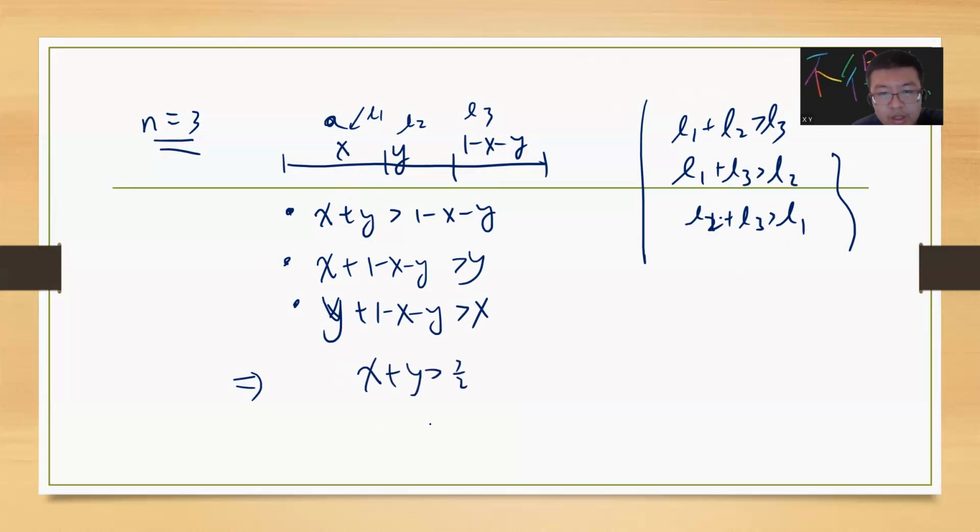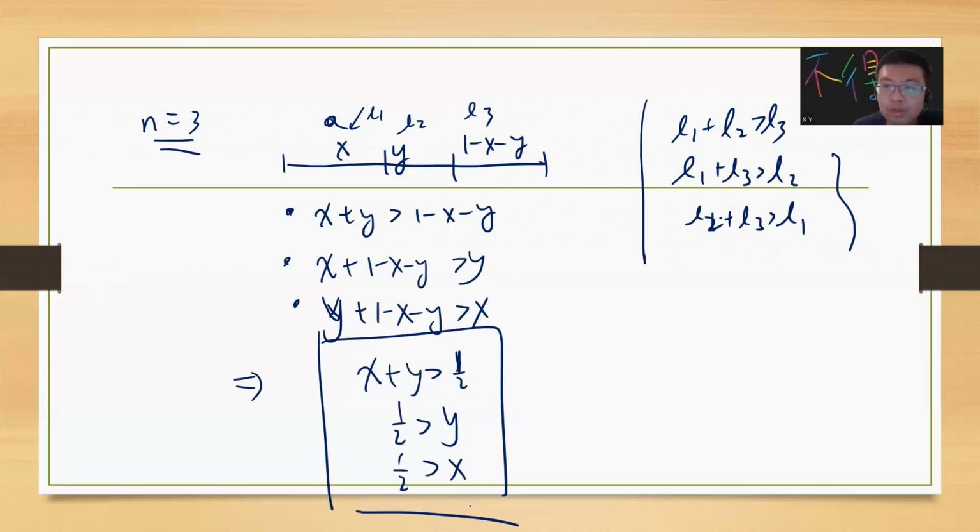So you can see that you get x plus y greater than half, and y less than half, x less than half. These are all the conditions that you need. So let's see the answer. The answer will be trivial.